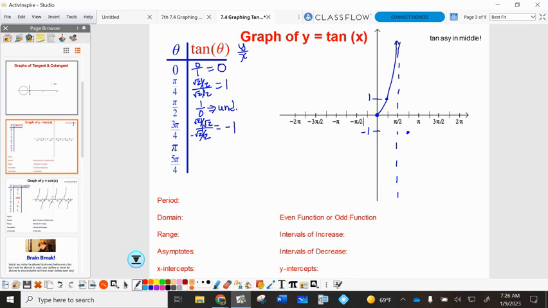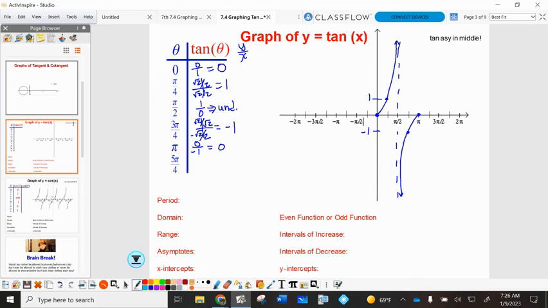At pi, my y value is 0 and my x value is -1. 0 over anything is 0. So we're back to 0. And so from the vertical asymptote, if we connect those with a smooth curve, we're coming from the vertical asymptote, increasing through that key value on the way back to the midline.